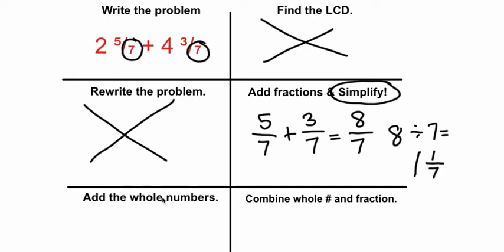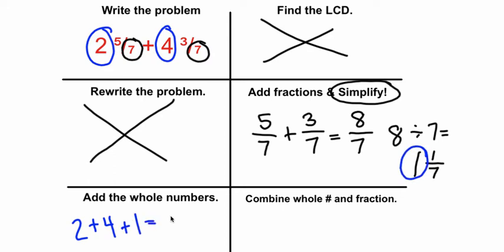Okay, so now here's a new box. It says add the whole numbers. So we're going to go through and find all the whole numbers in this problem. We have a 2. We have a 4. And now after we've simplified over here, we have a 1. So 2 plus 4 plus 1 is 7. And now to get our final answer, we're going to combine the whole number, 7, with the fraction, 1/7. So our final answer is 7 and 1/7.